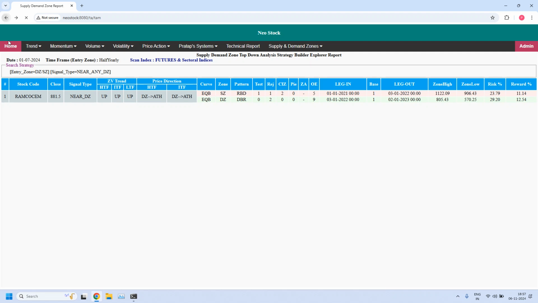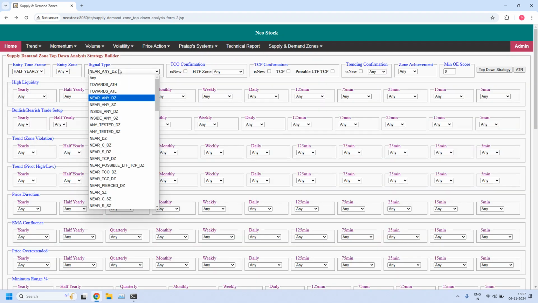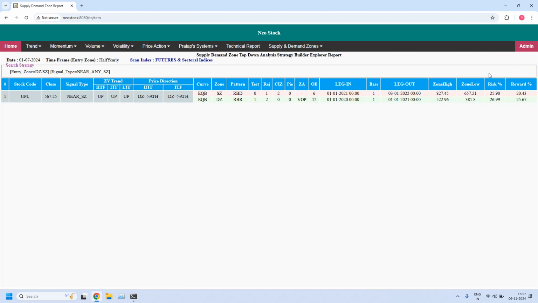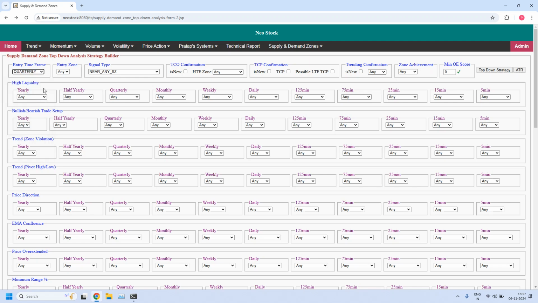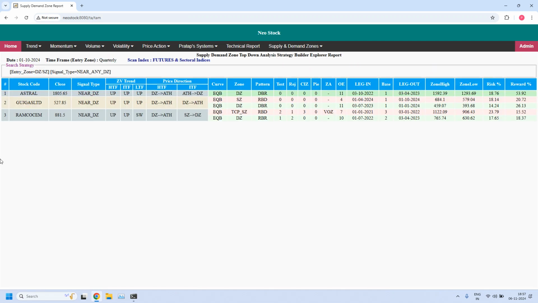Okay, next, for half yearly time frame, let's find the stocks near half yearly supply zone. One stock is filtered. Next time frame is quarterly. Let's find the stocks near quarterly demand zone. 3 stocks are filtered.